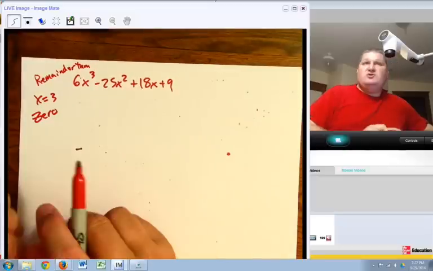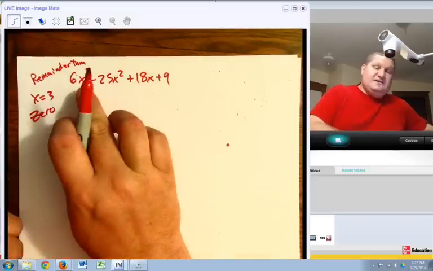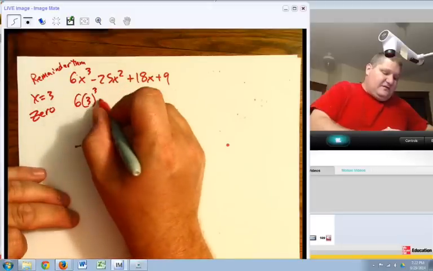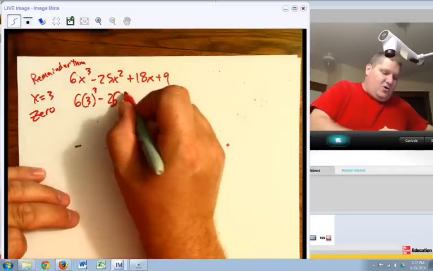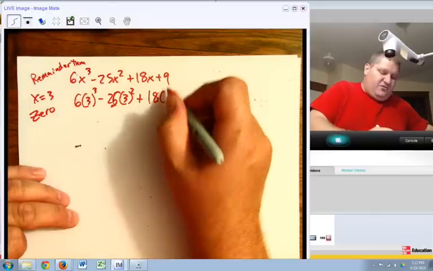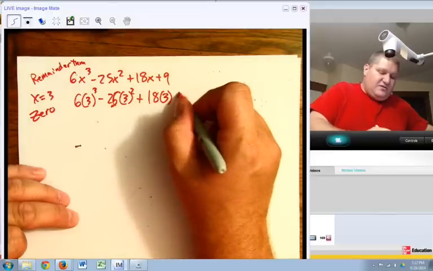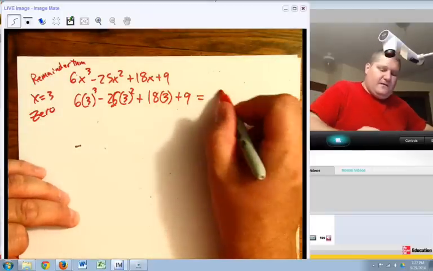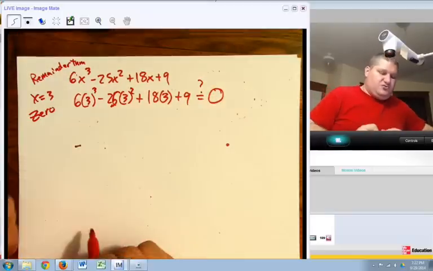And what we're going to do is, if this is indeed a 0, then if I put it in everywhere I see x, by the time I get it all worked out, if it is truly a factor or a solution or a 0, my remainder, or the answer here, should equal 0. So let's see if it's true or not.